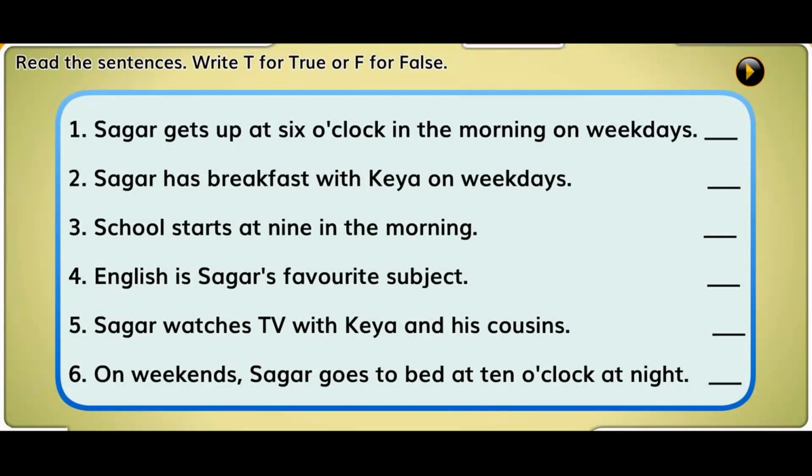Read the sentences. Write T for true or F for false. True. True. False. False. False. False.